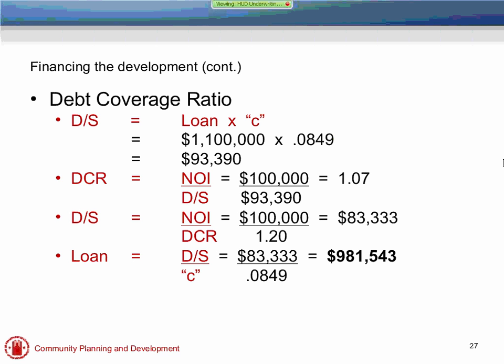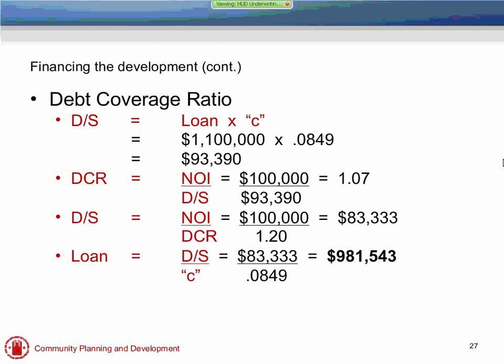The pro forma shows us that our stabilized NOI is $100,000 divided by the debt service of the requested loan of $93,390 means our debt coverage ratio is only 1.07. Again, the lender is saying that their requirement is 1.2. So if we're requesting a $1.1 million loan, the lender is not going to grant that request because we have such a small margin for error here with our 1.07 debt coverage ratio.